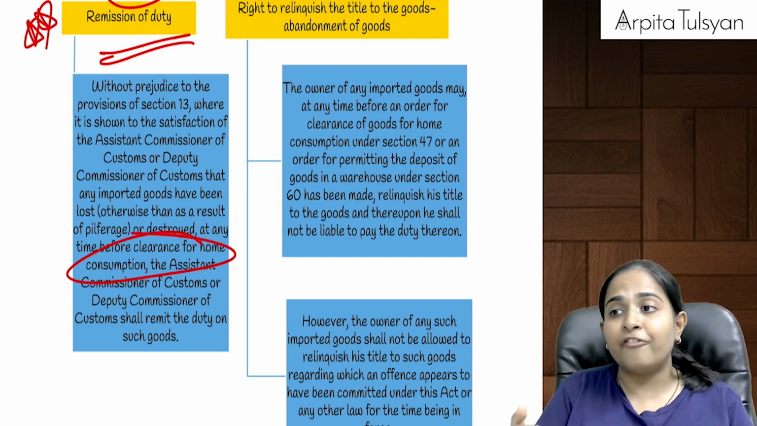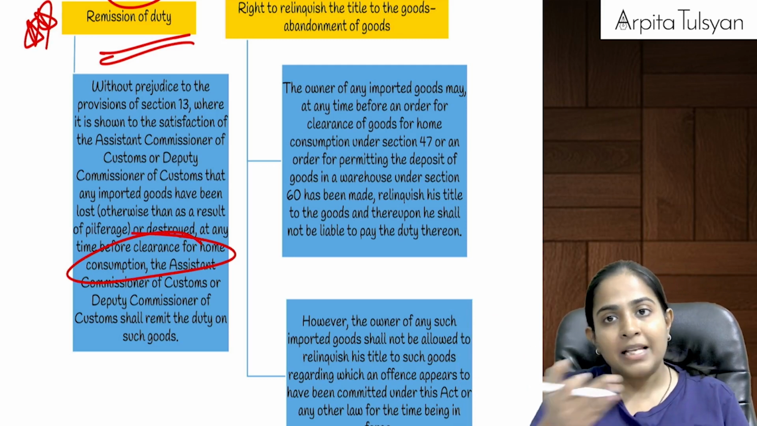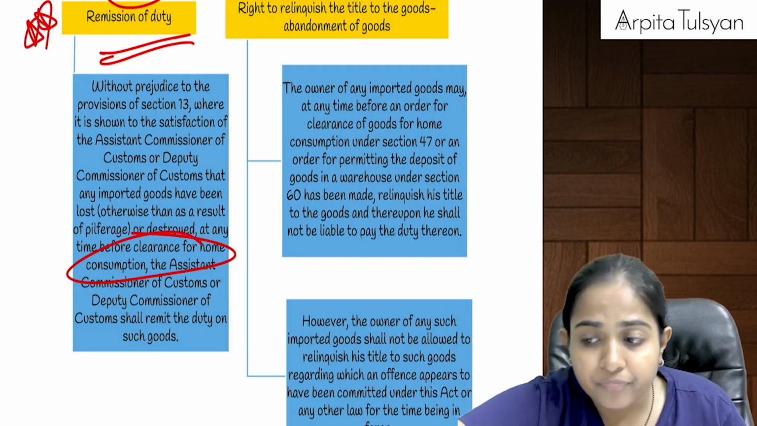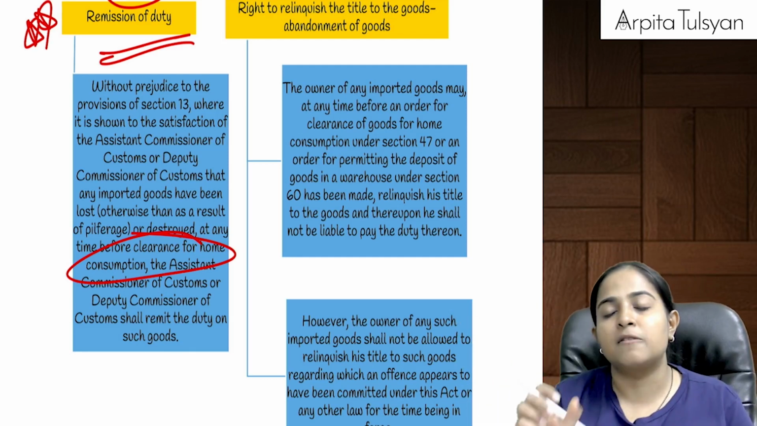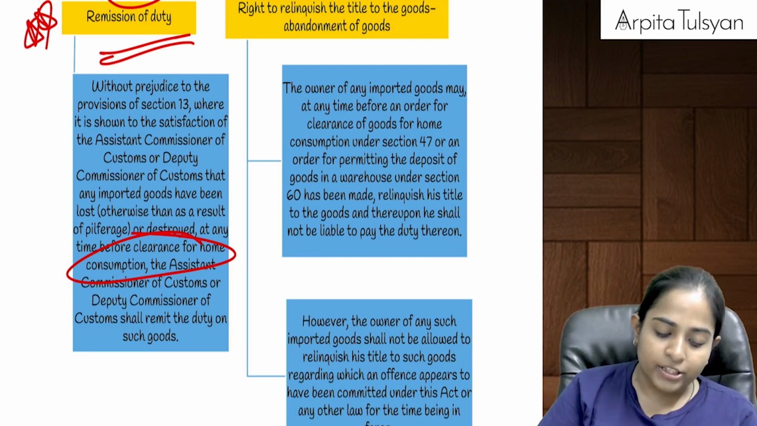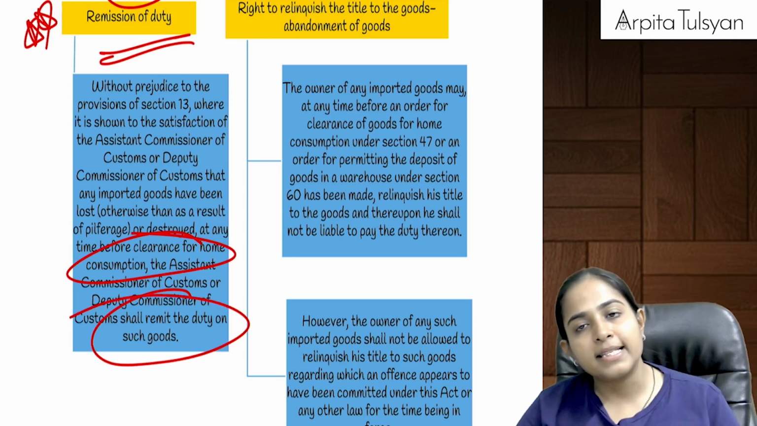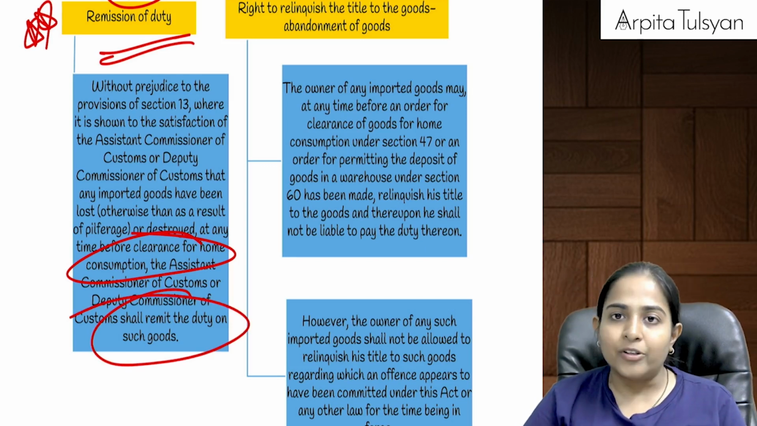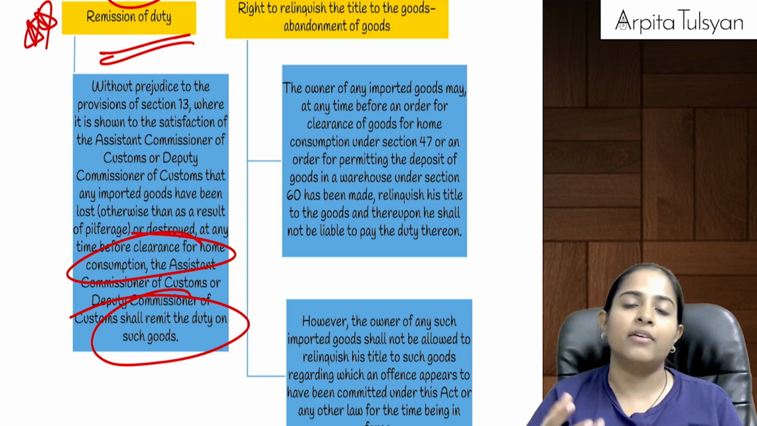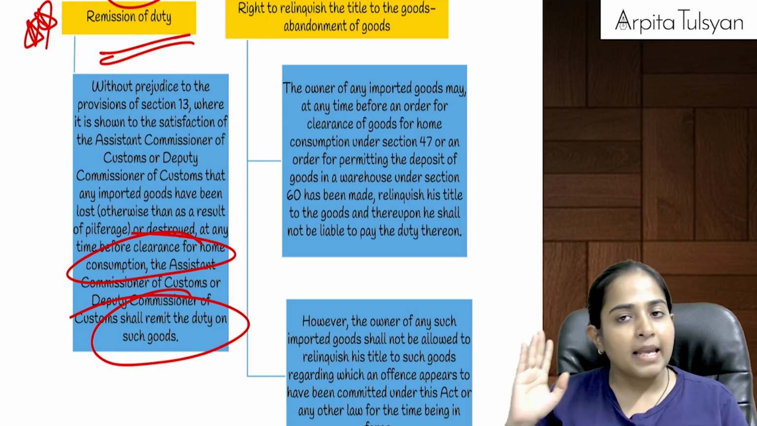Means even when it was kept at the port or when it was kept in the warehouse, because they are telling any time before clearance for home consumption. If during this particular time you prove to the AC or DC that the goods have been lost or destroyed, then the AC or DC can remit the duty on such goods. Are you clear with this? Yes, because the goods have been lost, you are not able to recover those goods. So in that case, no need to pay the duty on the same. Are you clear with this?